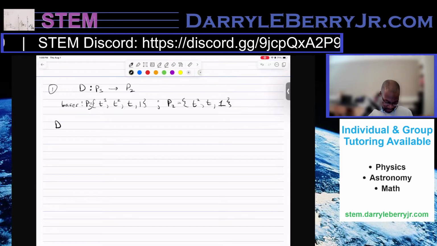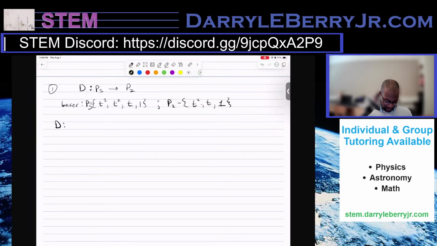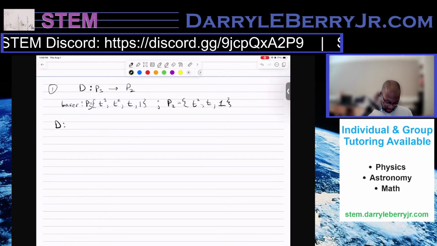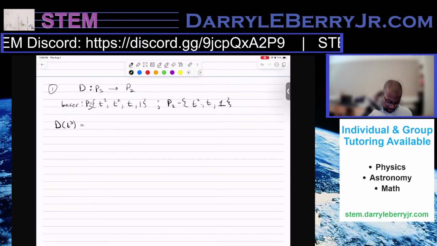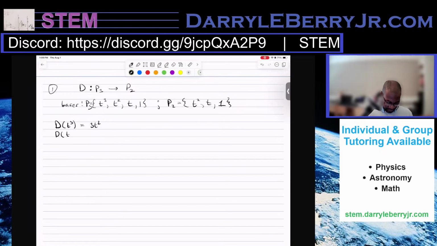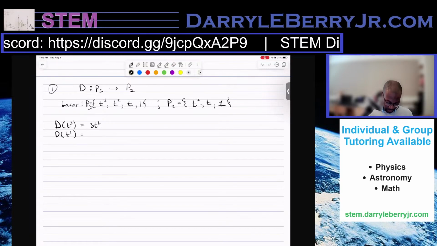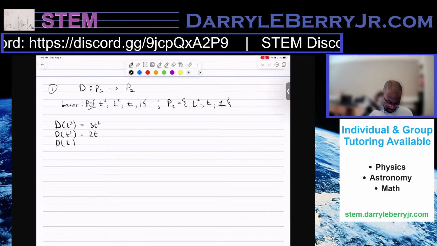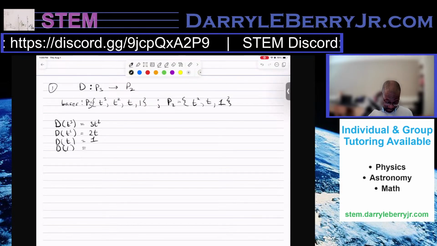So the first thing I need to do is find out what this transformation will need to do by looking at what a derivative does. So if I take a derivative of t cubed, that'll equal 3t squared. If I take a derivative of t squared, that'll equal 2t. If I take a derivative of t, that'll equal 1. And if I take a derivative of 1, that'll equal 0.